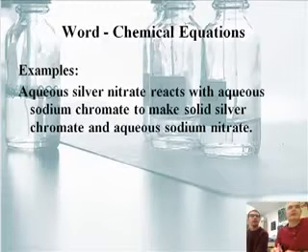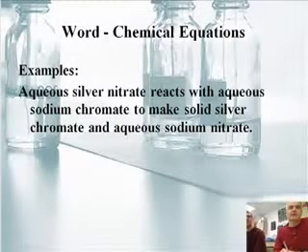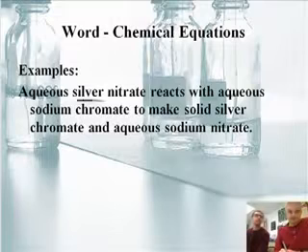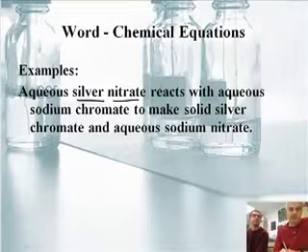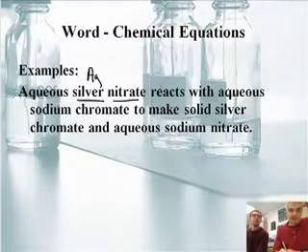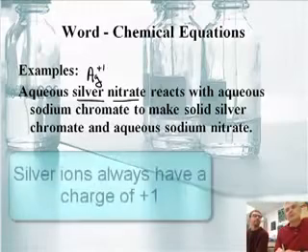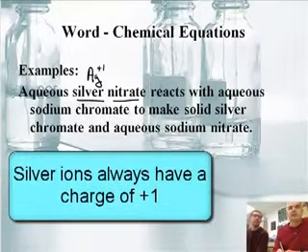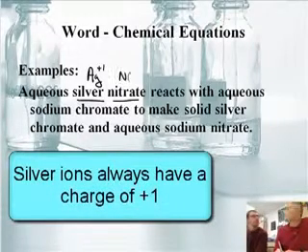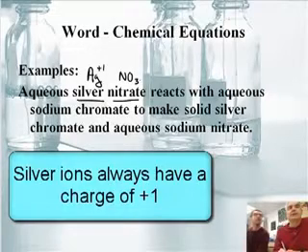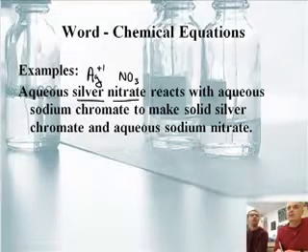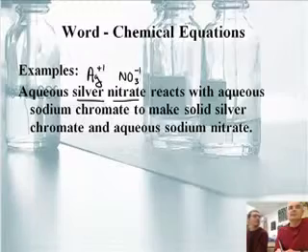Example number 3: aqueous silver nitrate. There's that aqueous thing we talked about. Silver is Ag, which has a +1 charge. That's a weird one. It is a transition metal, but it's one of the exceptions, so it's always +1. It wouldn't be wrong if they put silver Roman numeral 1, though. And nitrate has a charge of -1.